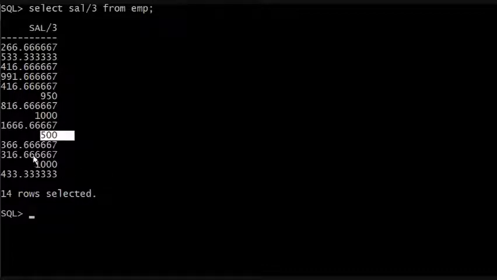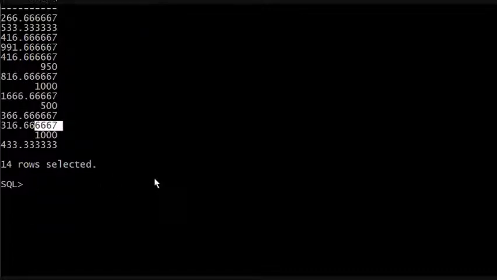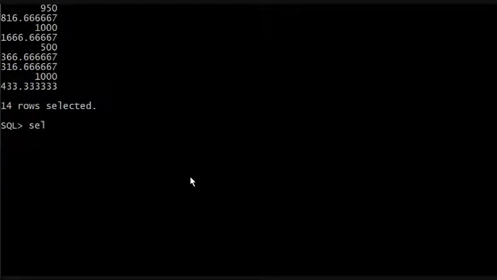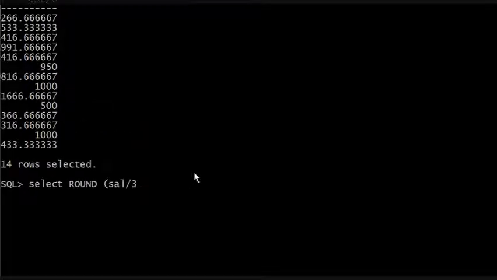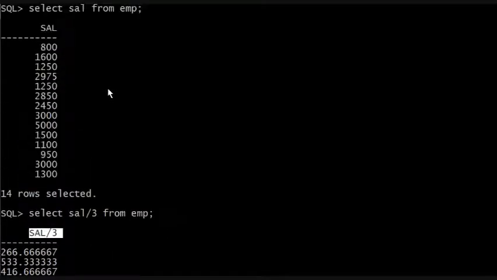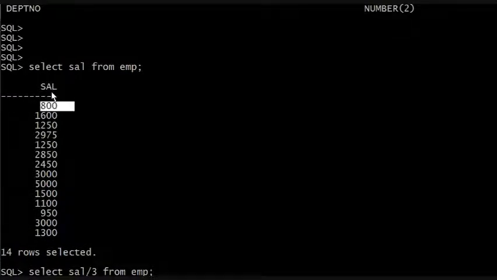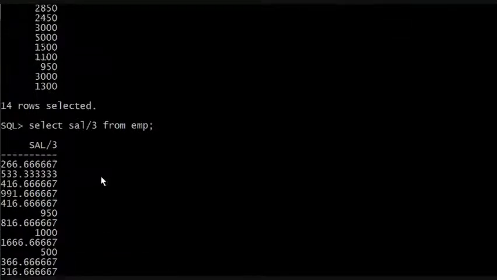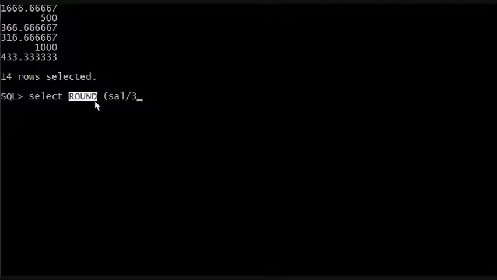Now what if I wanted to round this to 2 digits? Well, to do that, we use a round function. So select round, and I'm going to put it in caps even though that doesn't matter. Parentheses, what are we rounding? Sal divided by 3, because that is what got us all these digits. Salary by itself is a whole number, so it's not a good example to use for rounding. So select round sal divided by 3.